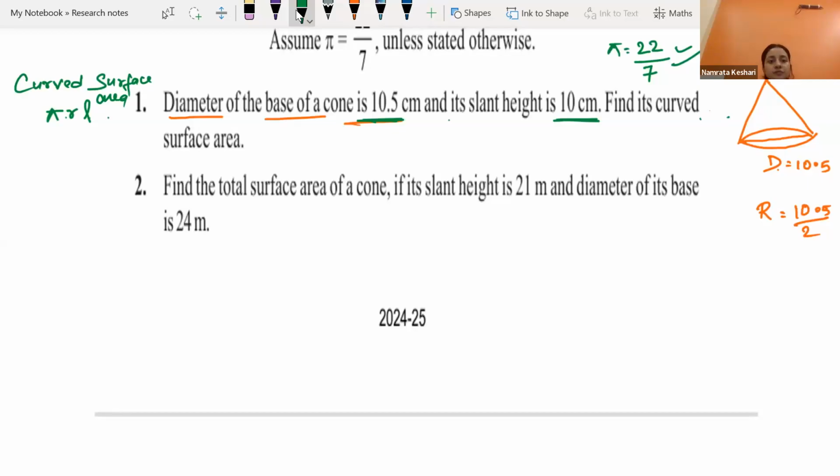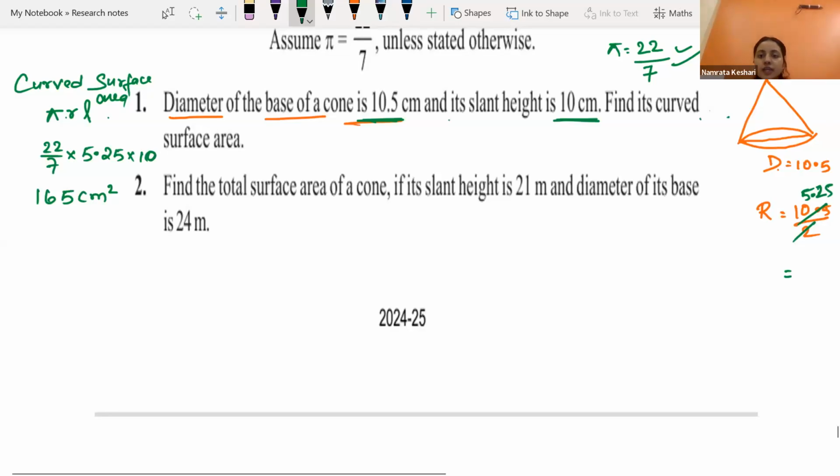Ma'am, I'm getting the curved surface area as 165 centimeters. Yes, everyone getting the same, 165 centimeter square. Pi is 22 by 7. Radius you have to find with the help of the diameter, which is 5.25, into slant height, which is already given as 10. Please do the simplification and tell me what is the curved surface area of the cone. 165. Is it 165? It's 165, right?